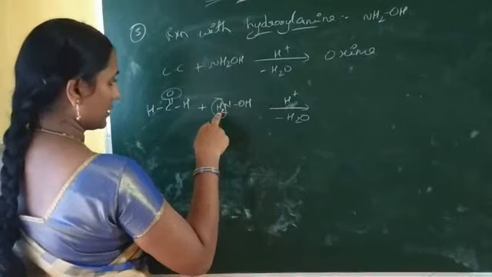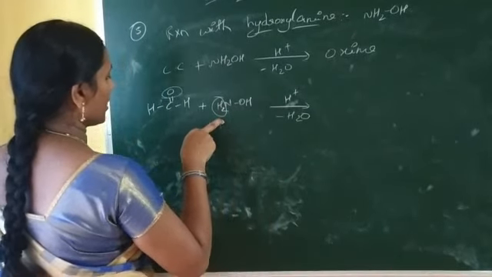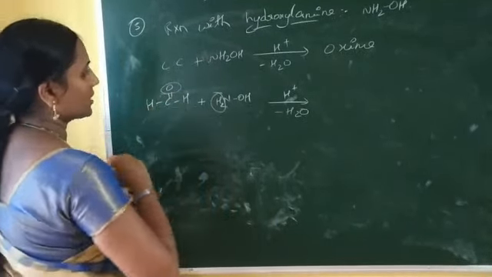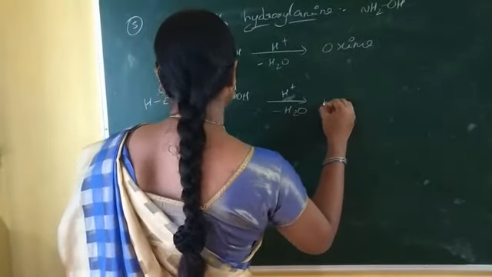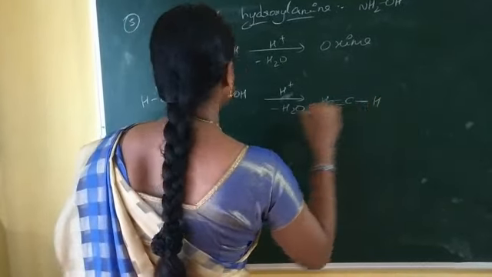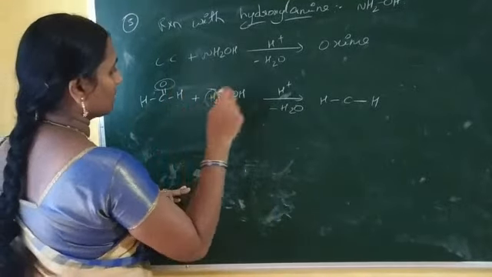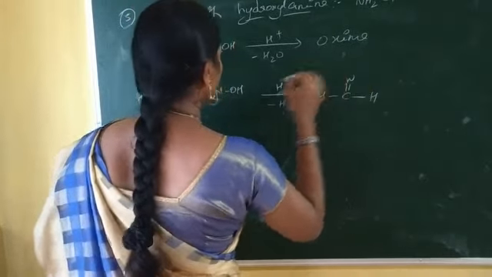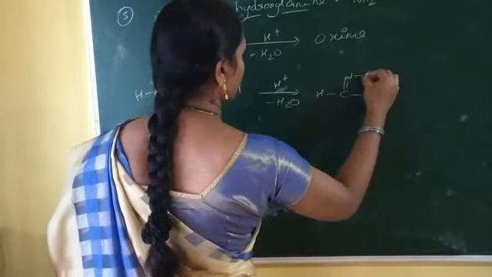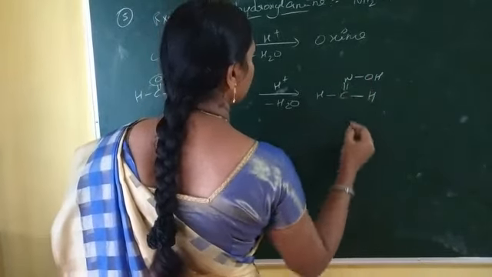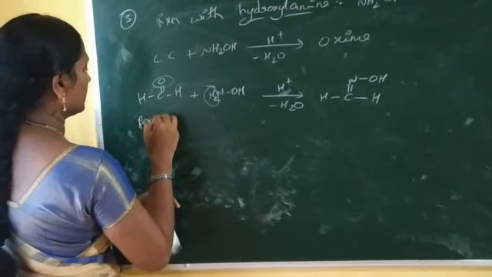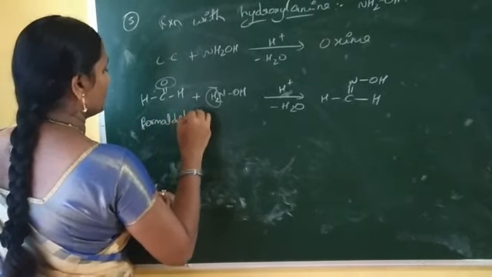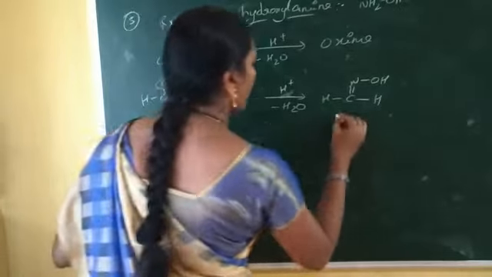From hydroxylamine, hydrogen is lost, and from the carbonyl compound, oxygen is lost, forming a water molecule, to give H, C, again H. This carbon is double bonded with nitrogen, and nitrogen is bonded with OH. Now this functional group is called an oxime. The reactant is formaldehyde. Now the product is formaldoxime.